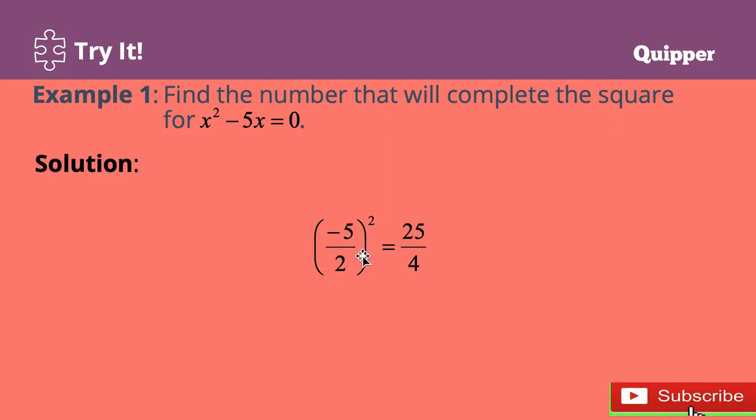So since the middle term is negative 5, then take the half of it and then square. The square of negative 5 is 25, and the square of 2 is 4. Therefore, the number that will complete the square is 25 over 4. This is how to find the number that will complete the square. Just take the half of the coefficient of the middle term, then square it.